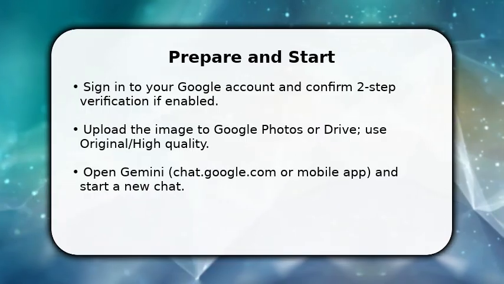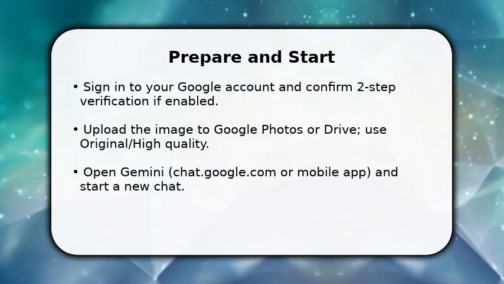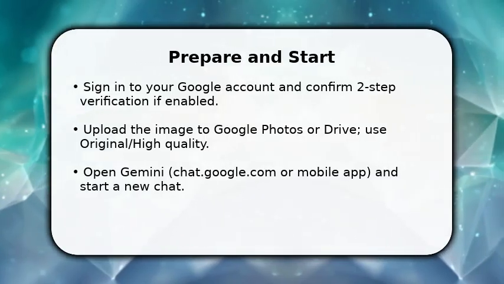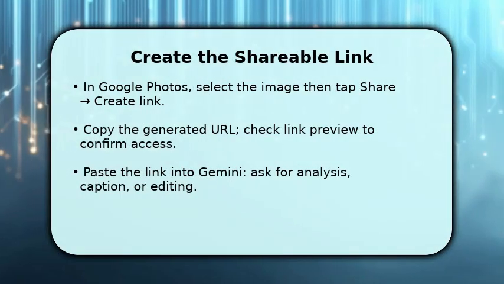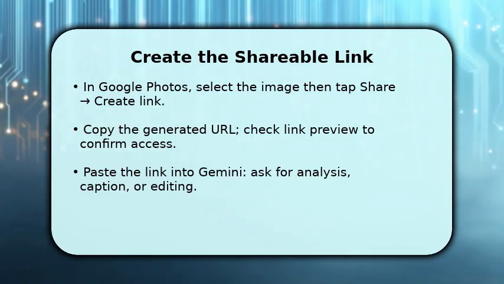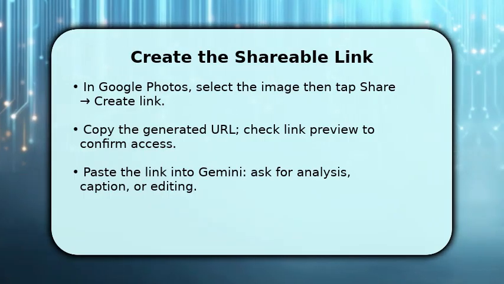Make sure Google Photos sharing is enabled for that image so Gemini can access a link. This is the first actionable step that moves you from setup into creating a shareable photo link. Once your image is uploaded, select it in Google Photos and choose Share, then Create Link. Google generates a shareable URL with permissions set to anyone with the link.